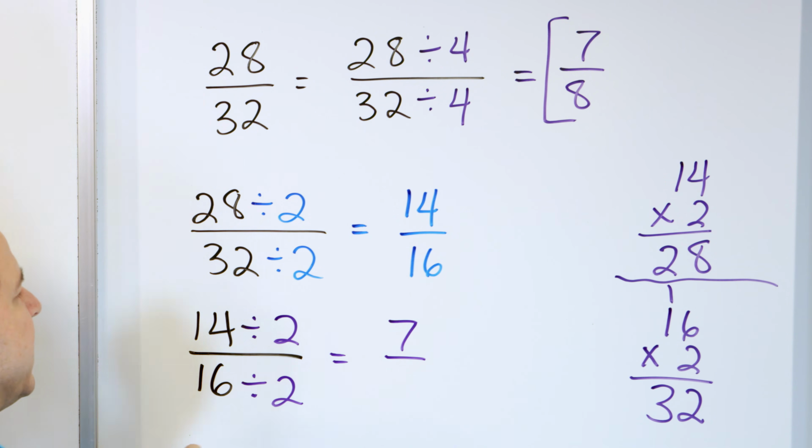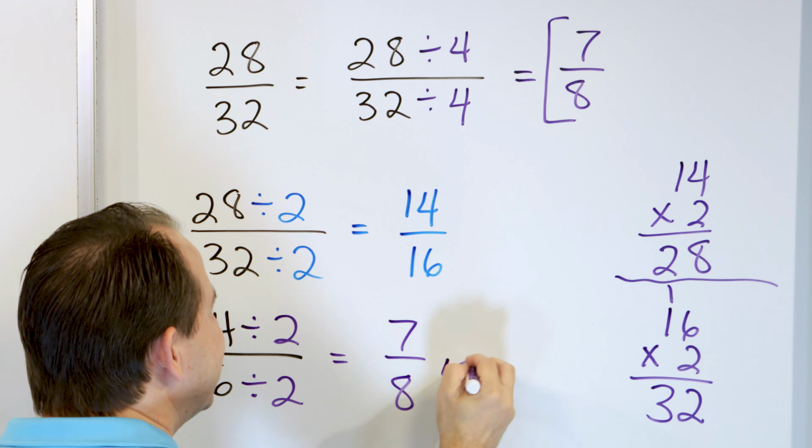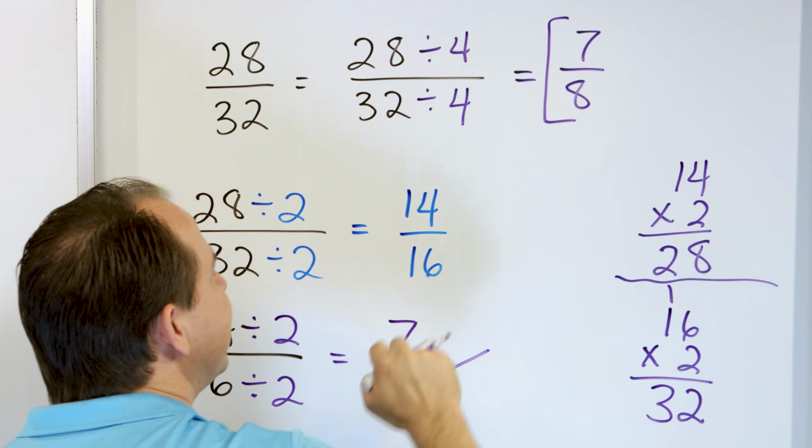And I know that 16 divided by 2 is 8 because 7 times 2 is 14, and 8 times 2 is 16. So the answer I get is, again, 7/8. Exactly the same thing as I got here.